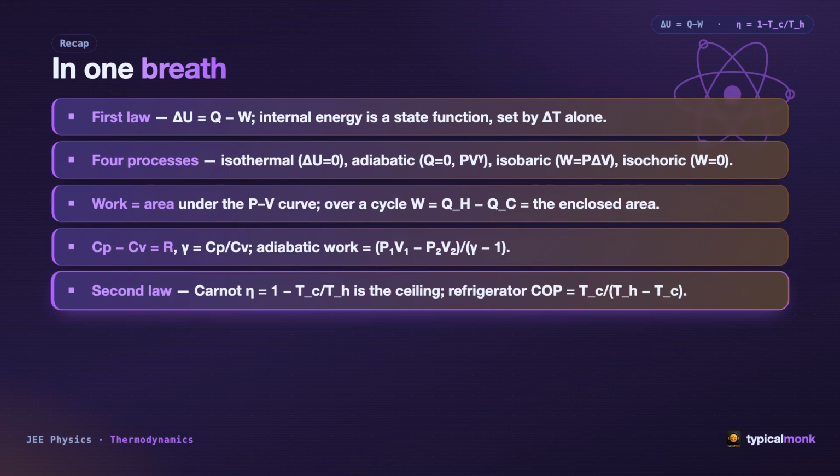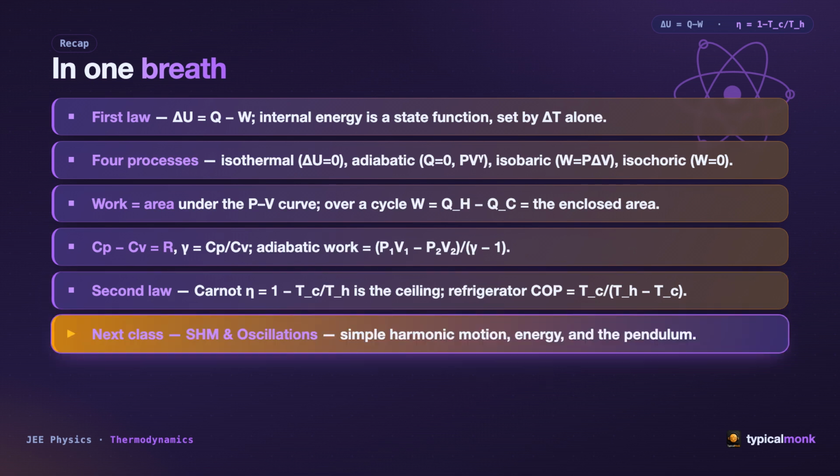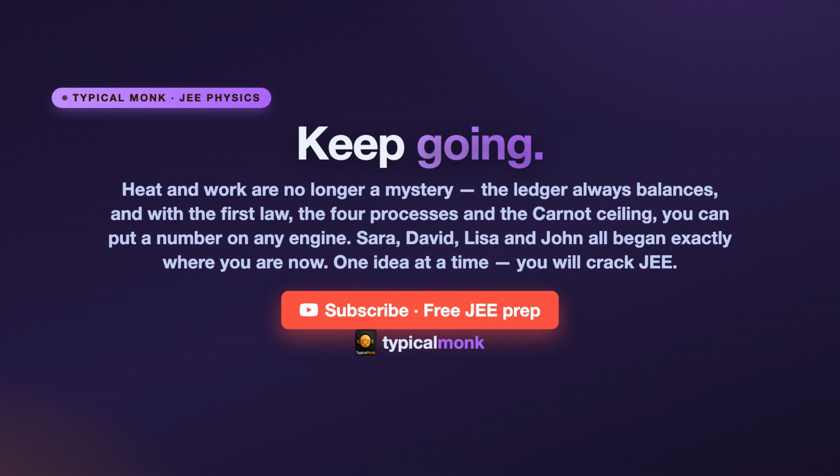And the second law: the Carnot efficiency, 1 minus T cold over T hot, is the ceiling. The refrigerator's coefficient of performance is T cold over T hot minus T cold. Next class, simple harmonic motion and oscillations: the motion, the energy, and the pendulum. Heat and work are no longer a mystery. The ledger always balances, and with the first law, the 4 processes, and the Carnot ceiling, you can now put a number on any engine.